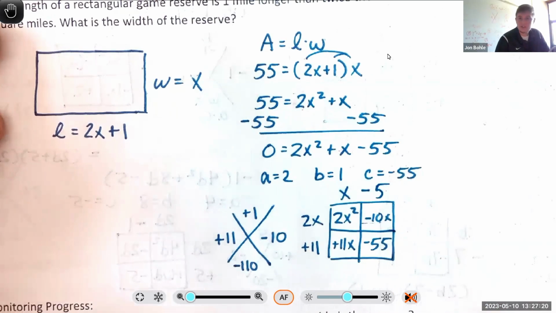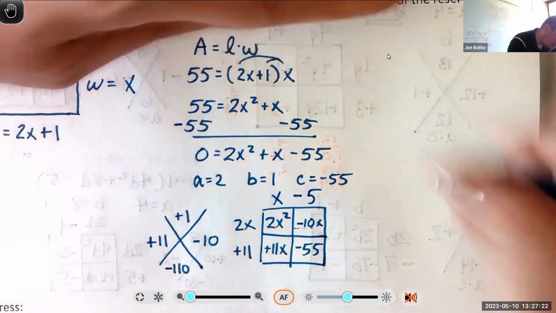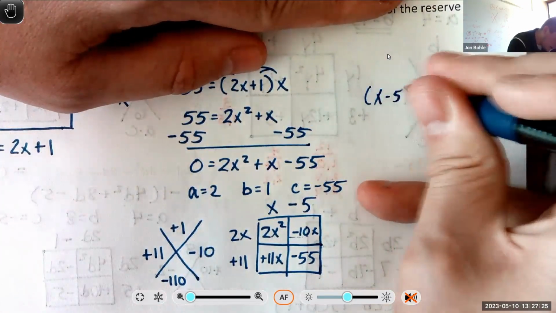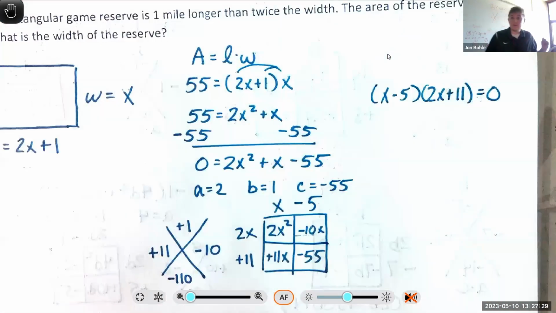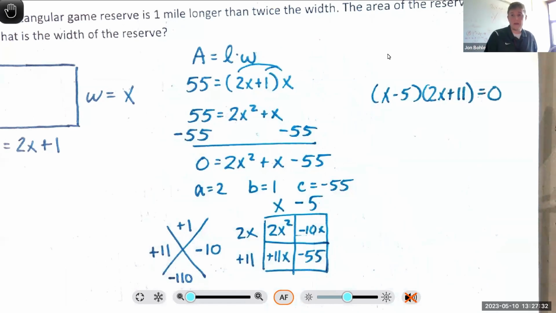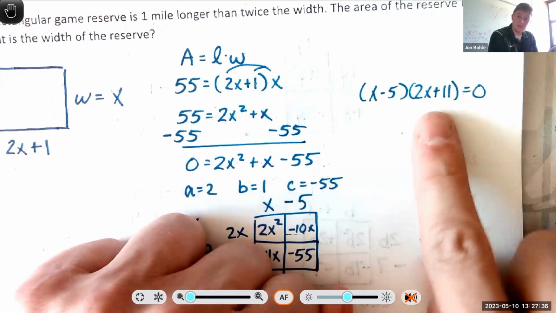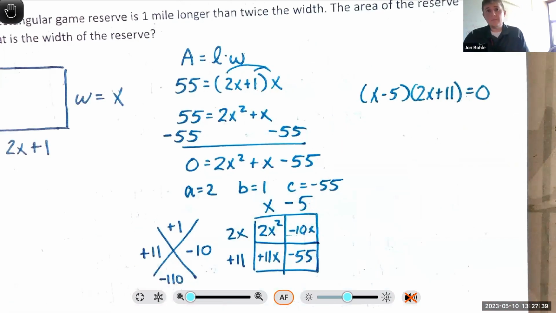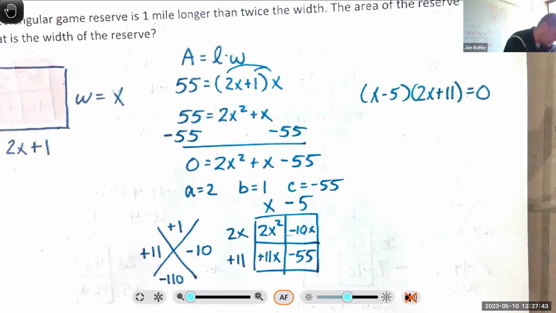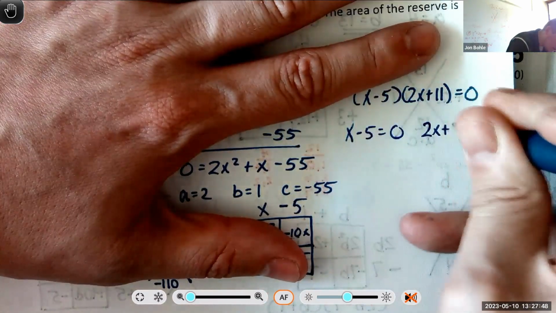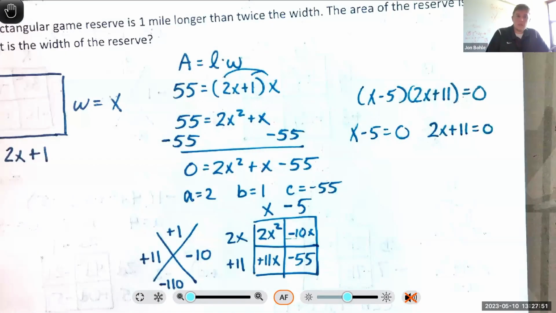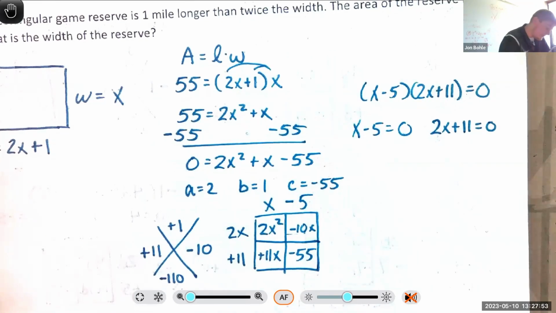So now I'm going to shift my paper over a little bit and finish my work up here. I have x minus 5 times 2x plus 11 equals 0, and we have to use the zero product property. Zero product property means I have one number, x minus 5, times a second number, 2x plus 11. I'm multiplying them together and my answer is 0. That means one of those numbers is 0. So here we have x minus 5 is 0, and 2x plus 11 is 0. Then what do I have to do? I have to solve each of these.